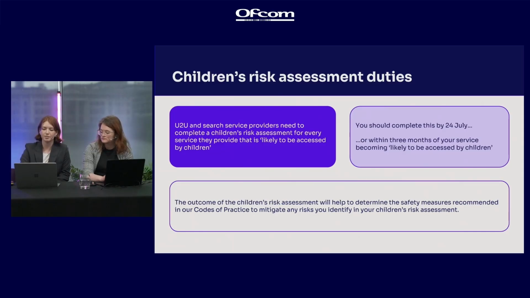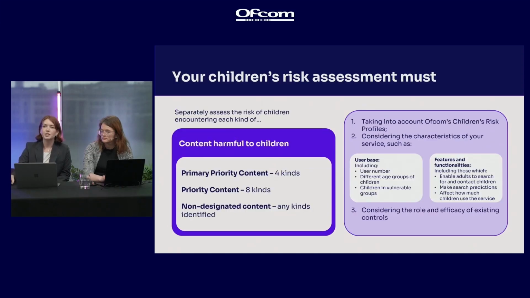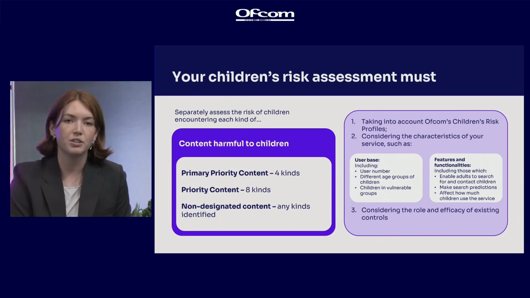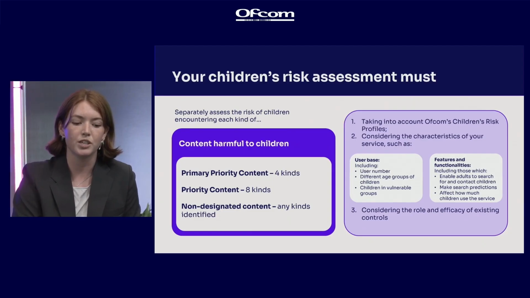in the assessment. Your children's risk assessment has to separately assess the risk of children encountering each kind of content harmful to children. This means the 4 kinds of primary priority content, the 8 kinds of priority content, and any kinds of non-designated content you identify for assessment. As you're doing this, you have to take into account Ofcom's children's risk profiles, and you also have to consider the characteristics of your service.